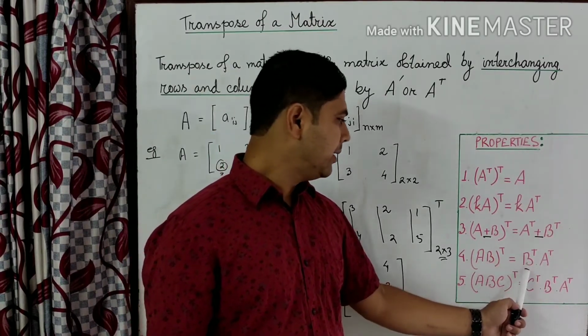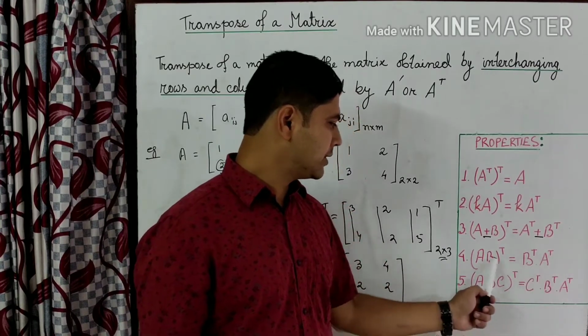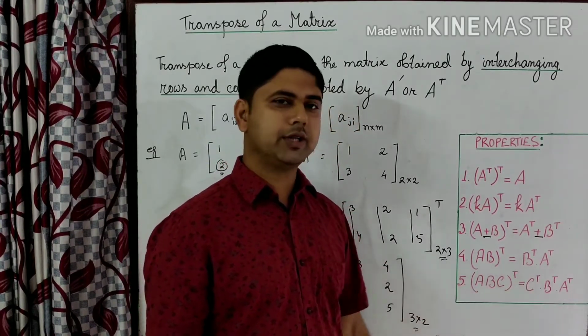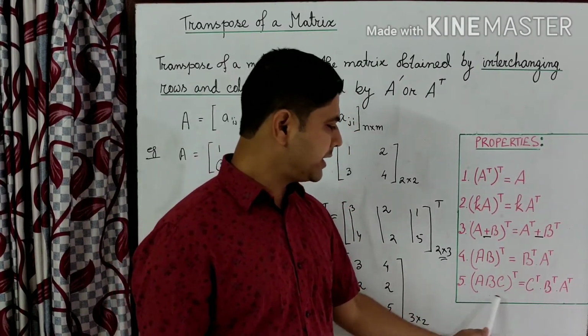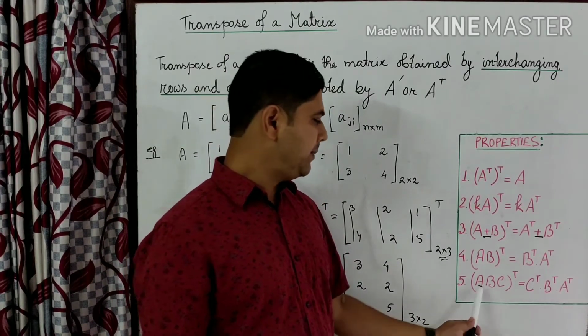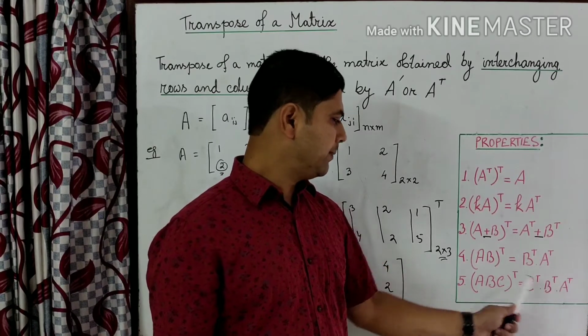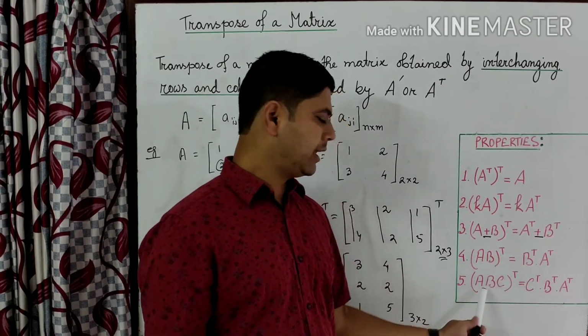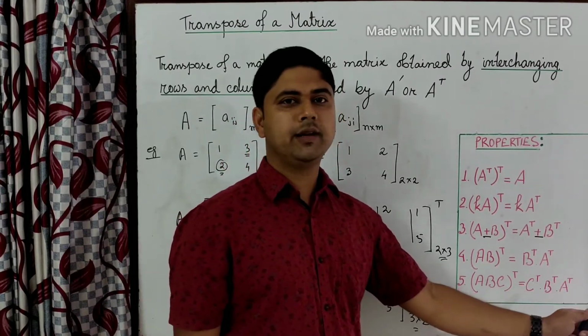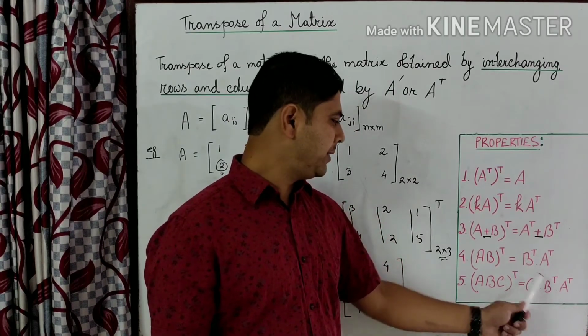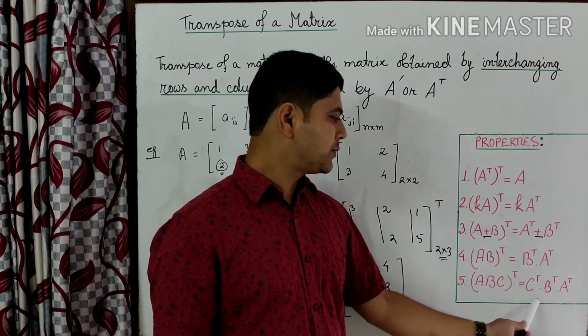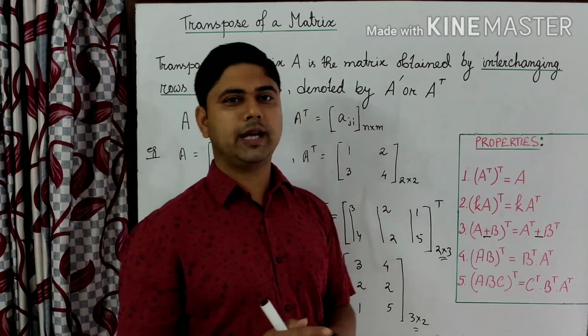Then you have what? B transpose into what? A transpose. Similarly, when you consider three matrices A, B and C, (ABC) whole transpose equal to what? C transpose into B transpose into A transpose. If there are four matrices A, B, C, D, then you have D transpose, C transpose, B transpose, A transpose, like that.